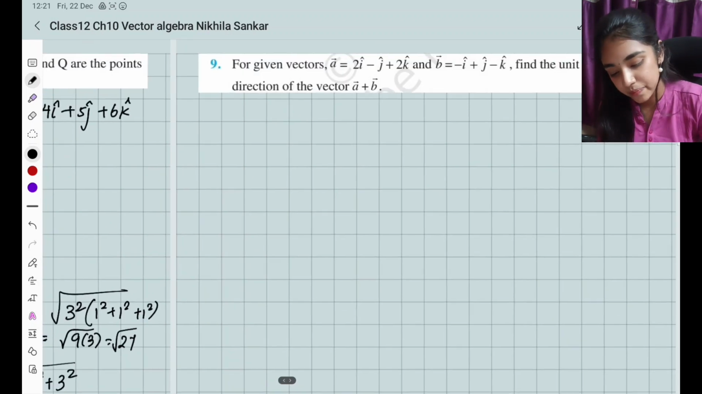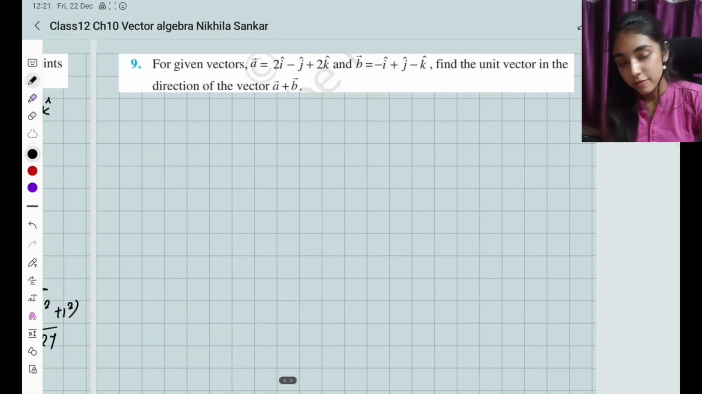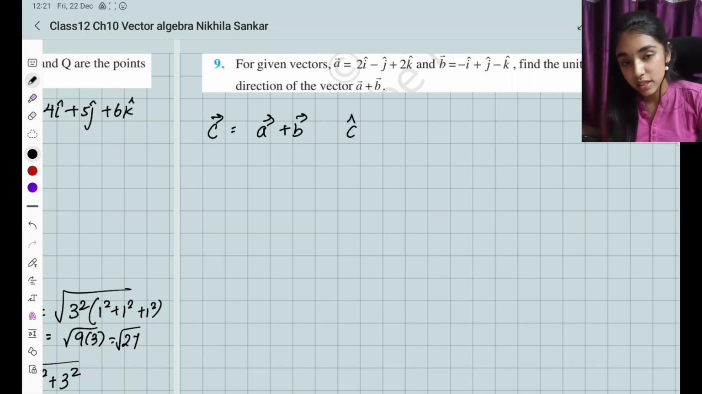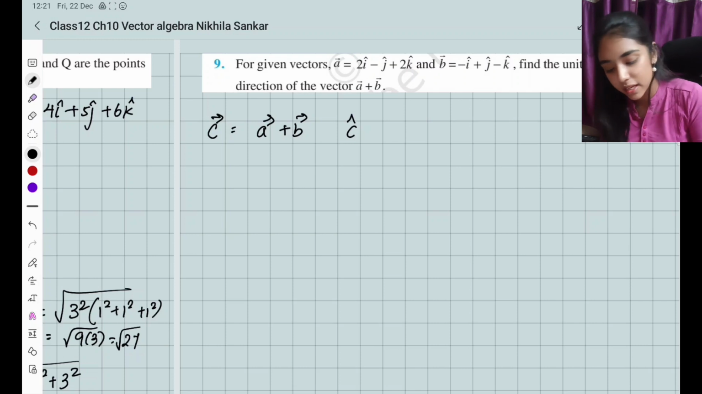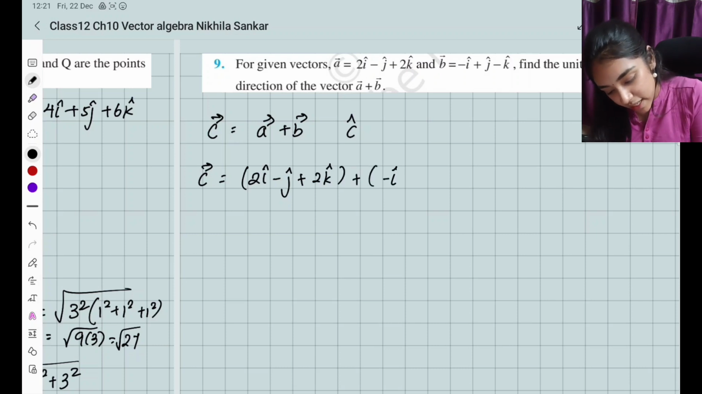Question number 9. For given vectors a, b, find the unit vector in the direction of a plus b. So let me take c to be a plus b. What are they asking? Unit vector in the direction of a plus b means they are asking for c cap. So first I need to find a plus b. So when I add 2i cap minus j cap plus 2k cap, and a plus b is minus i cap plus j cap minus k cap.